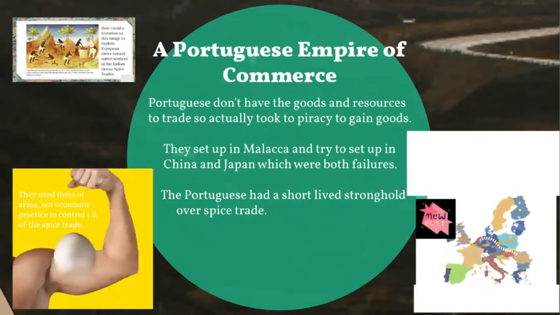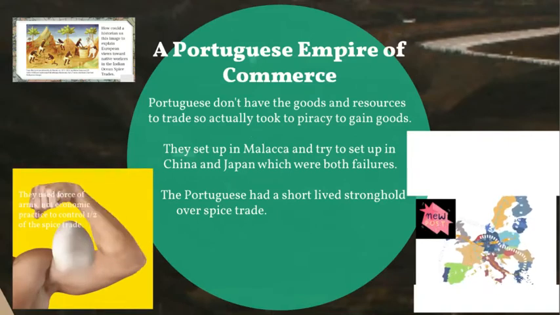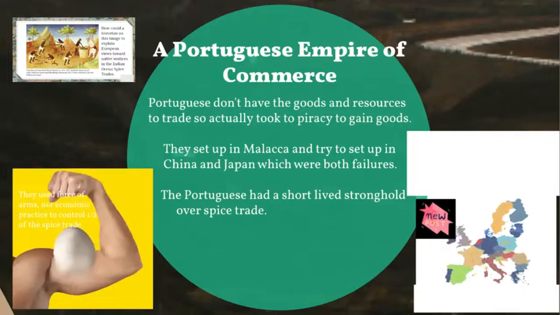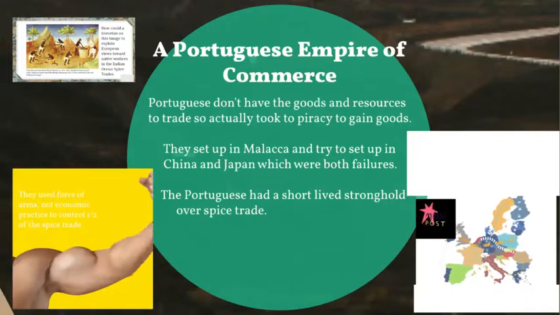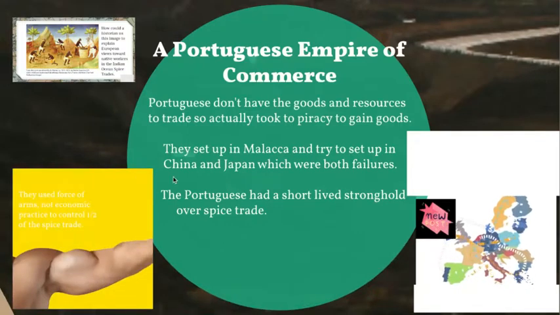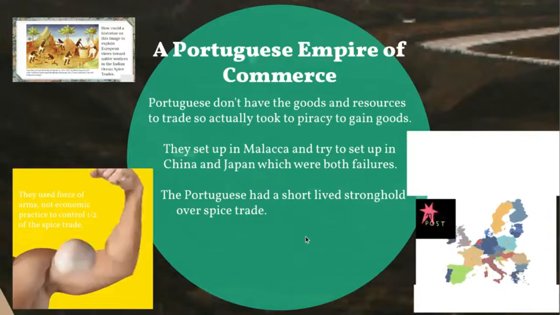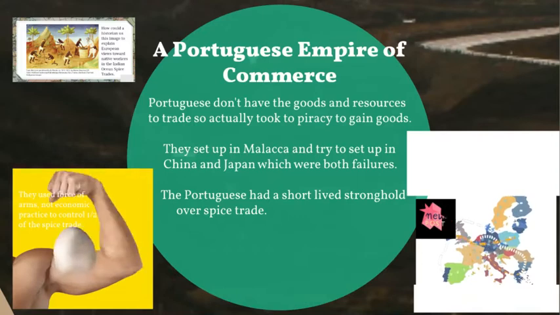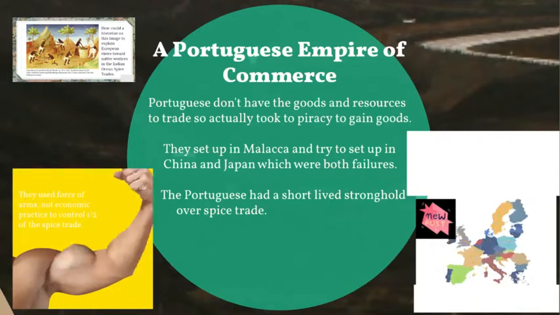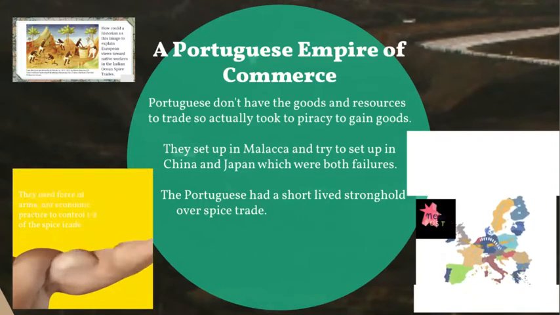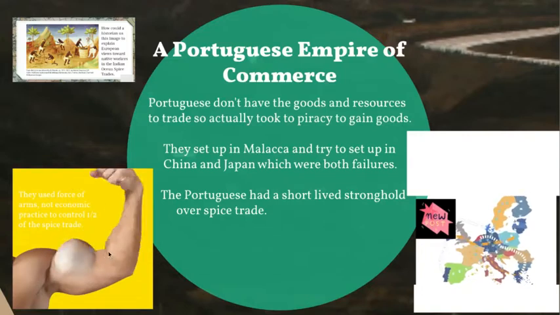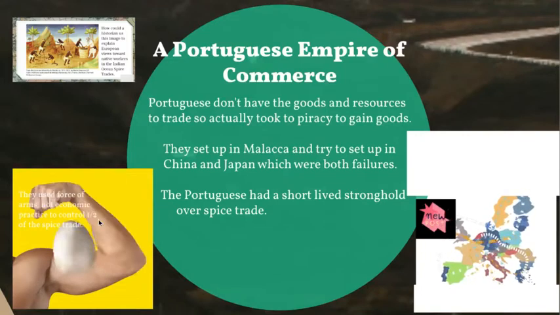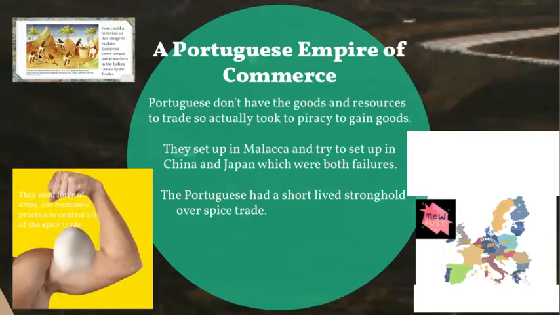They set up not trade but piracy in Malacca and then tried to step it up in China and Japan, where China and Japan completely smacked them down. The Portuguese had a very short-lived stronghold over the spice trade. Basically, their use of force and not economic practice is going to hurt them. But their use of force is going to help them control half of that spice trade.